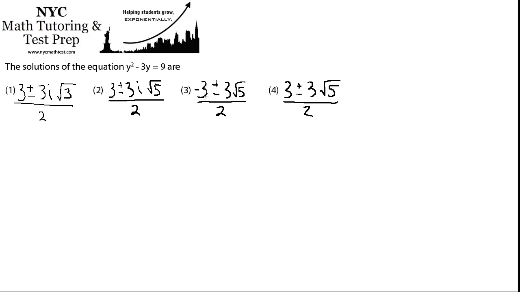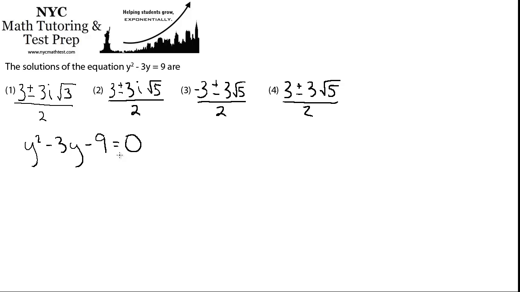However, there's also two solutions in each problem, right? Each one is a plus or minus. So that might help us frame the problem. If we were going to attempt this, the first thing we would want to do is get everything on one side equal to 0. So we would do y squared minus 3y and then subtract that 9 over to the left side. So minus 9 equals 0.